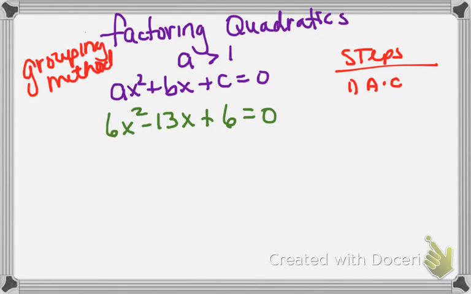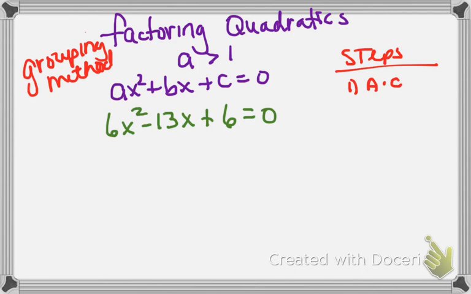All right, we're going to factor quadratics. Otherwise, we're going to find the roots when a is greater than 1 this time. We have our standard form, which is ax squared plus bx plus c equals 0. It has to be in this form for us to do this. This is our problem, and you can see a is 6, so it's greater than 1.